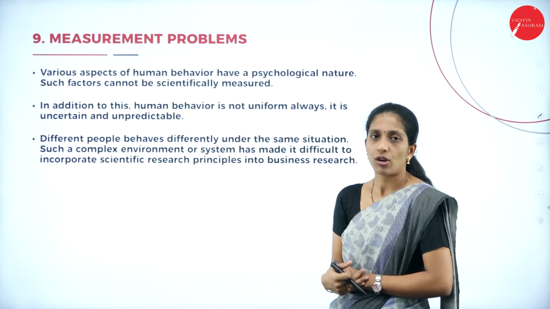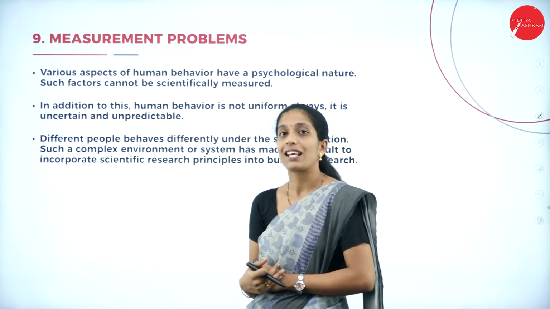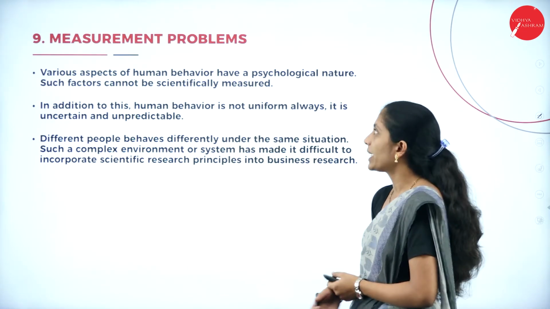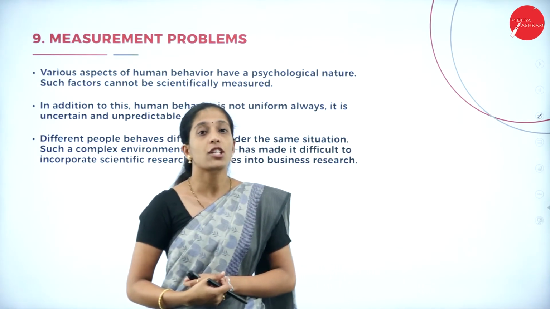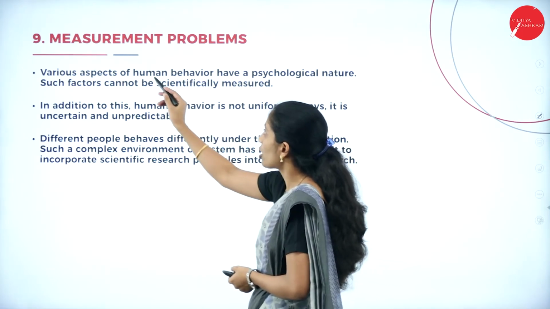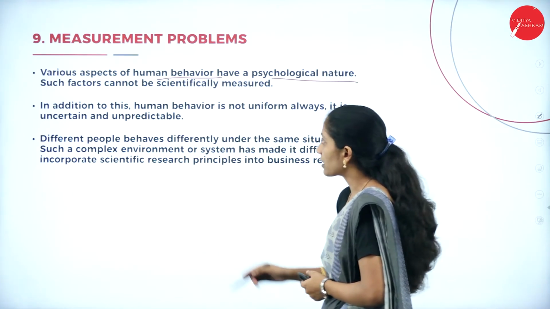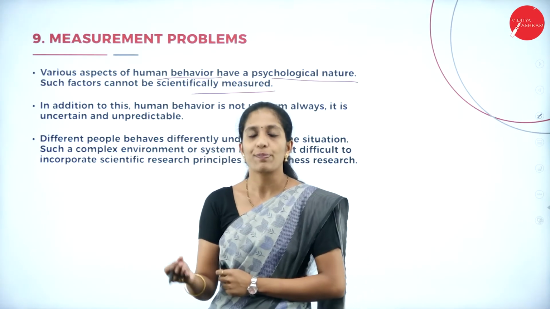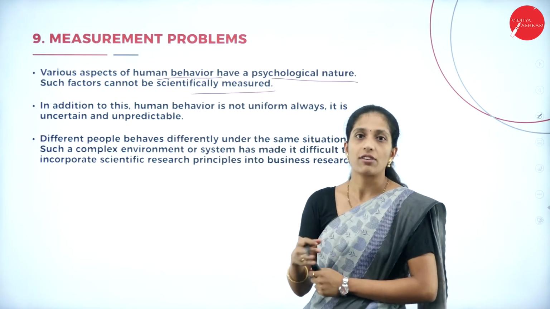And the next limitation of business research is measurement problems. As I've already told you, there are no proper measurement tools under business research. So the ninth limitation is measurement problems. In business research, there is no proper measurement tool, unlike scientific research. Various aspects of human behavior have a psychological nature. Such factors cannot be scientifically measured. There are a number of human behaviors which keep on changing, and we do not have a proper tool to measure that changing behavior.